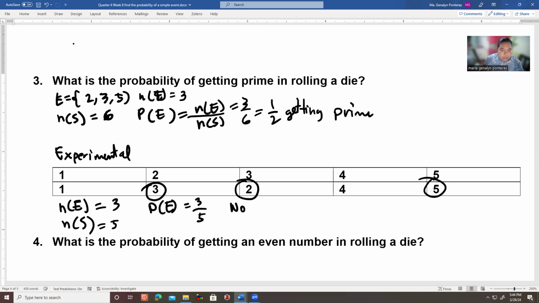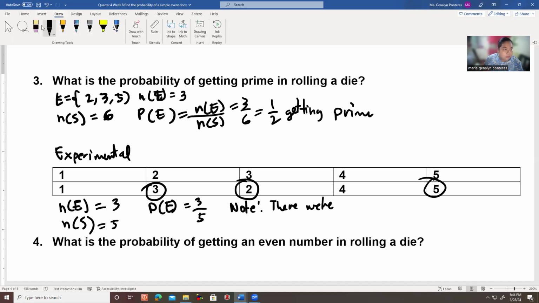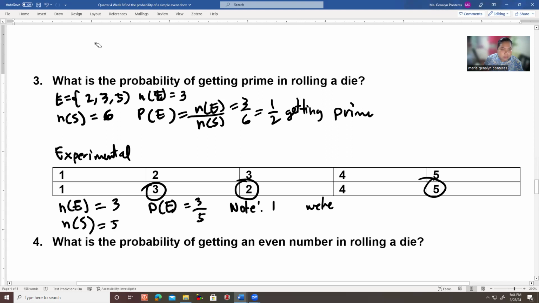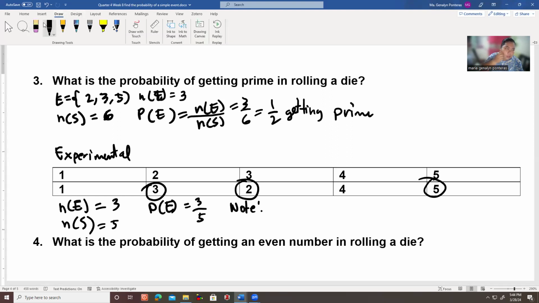So take note, there were times they were equal. Sometimes experimental and theoretical are equal. Okay. Sometimes they are lesser or greater.